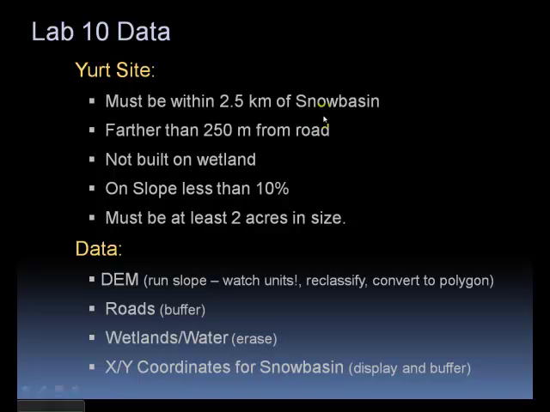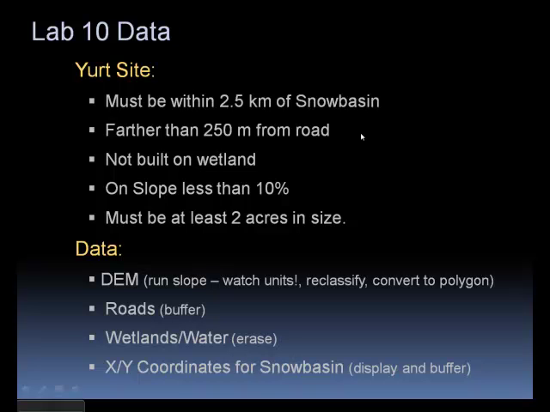We also give you a road layer for the whole county. You're going to want to clip that first, but then you're going to buffer it to 250 meters because the yurts can't be within 250 meters of a road. The yurts also can't be built on a lake or a wetland, so we give you a shapefile identifying where those locations are. You'll have to erase those features from your results.